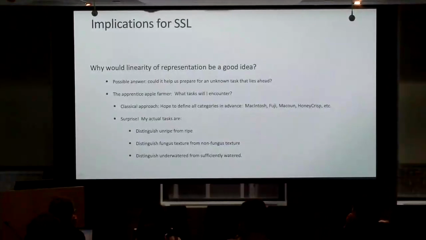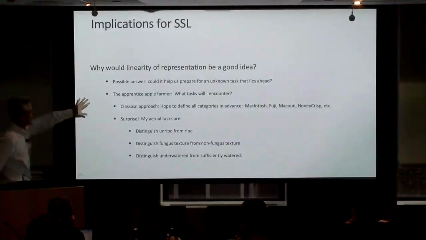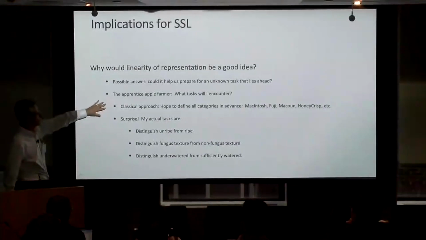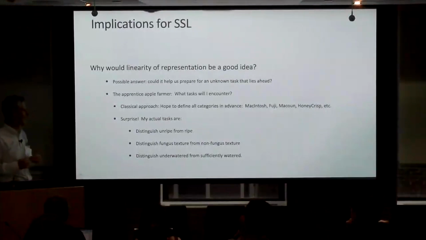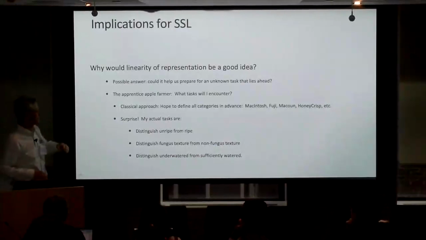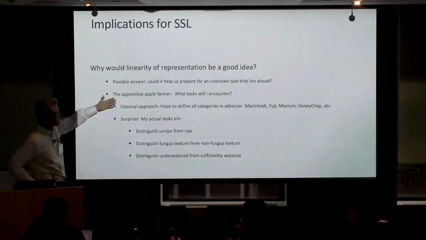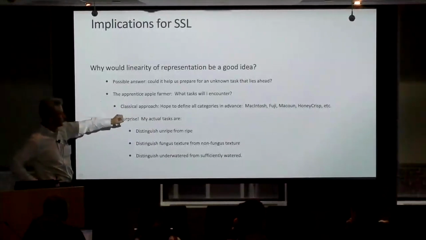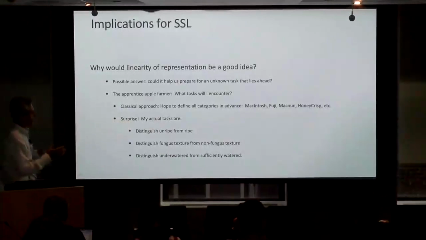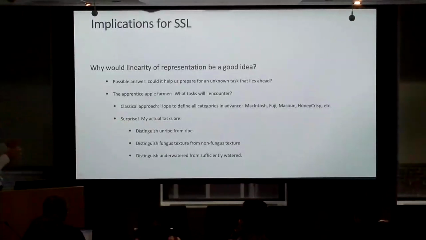Could it help us prepare for an unknown task that lies ahead? And here, again, I want to go back to this desire of computer vision people to figure out what the categories are and arrange the data according to the categories. So imagine you're an apprentice on an apple farm, and you figure, I really need to be able to classify the different kinds of apples. So I'm going to try to find these clusters of different kinds of apples in my observation space, and that'll prepare me for the tasks ahead.